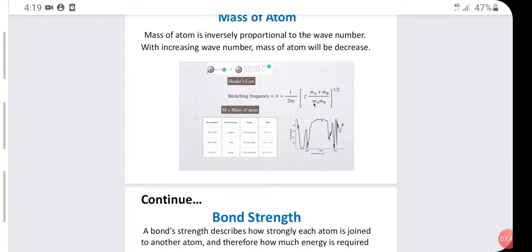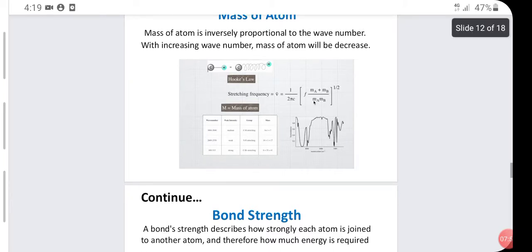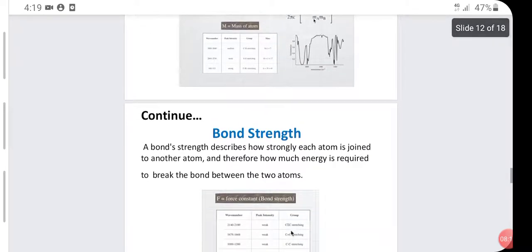Here you can see there are different functional groups like CH, SH and CBr. The mass of carbon is 6 while the mass of hydrogen is 1. So the overall mass is 7. Similarly, the mass of SH is 17 and the mass of CBr is 41. You can see that as wave number decreases, the mass of atom increases.